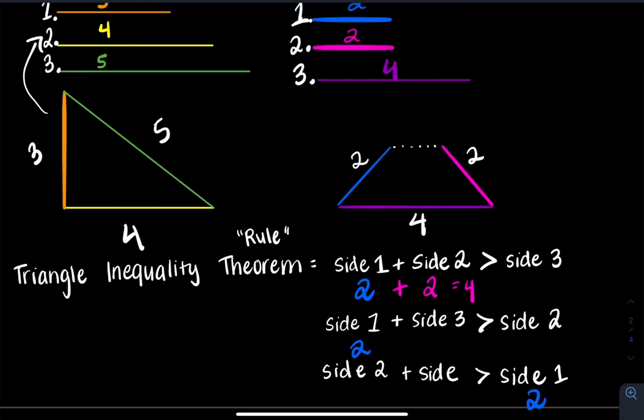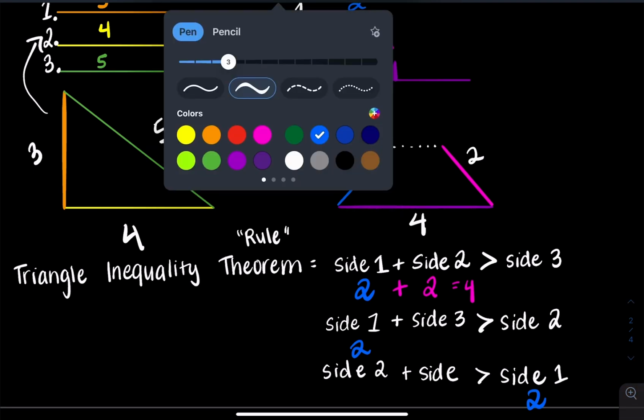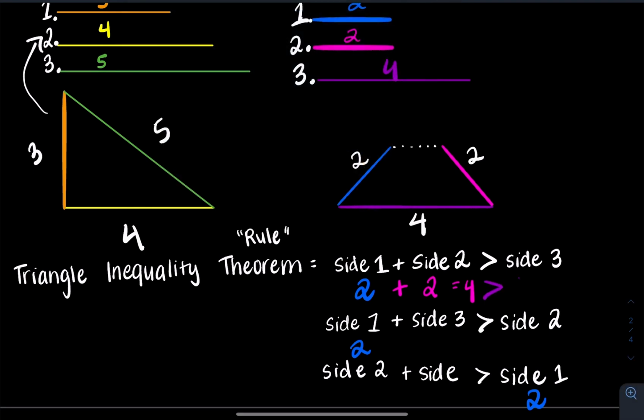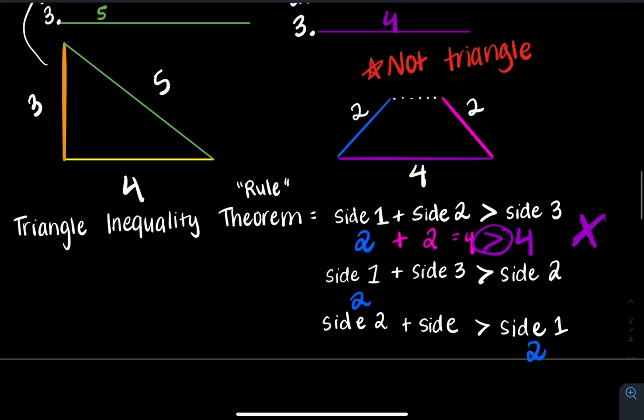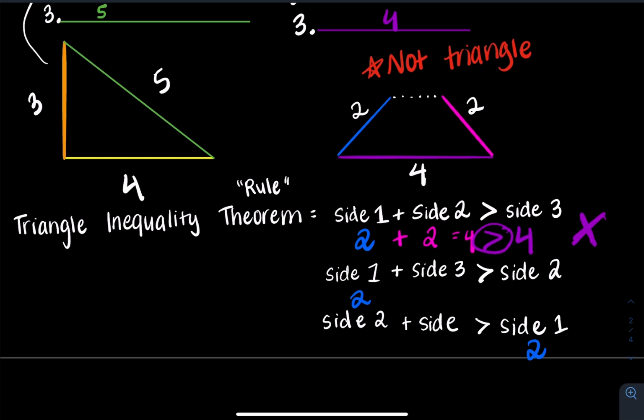Is 4 greater than 4? No. Notice that it must be greater than. Because these are equal, this does not create a triangle. I want you to pay attention to this: it's not a triangle. A triangle must follow the inequality theorem, which is one side plus another side is greater than the third, or the remaining side.